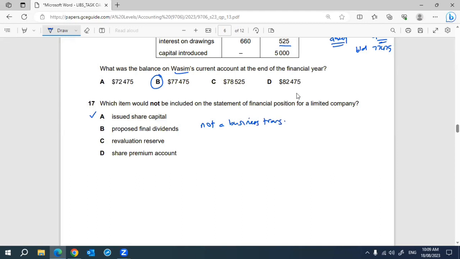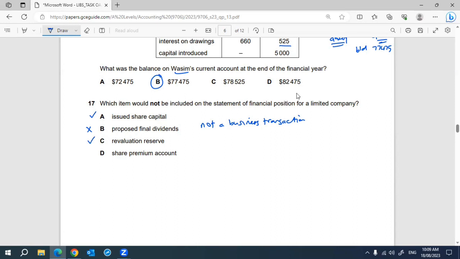transaction. This is because when dividends are proposed, they need to be agreed to be paid. And this decision needs to be taken upon in the annual general meeting. So unless it has been agreed to be paid, it does not become a business transaction yet. Okay, so if it's not a business transaction, then it would not be shown in the statement of financial position at all. So this is not a business transaction.